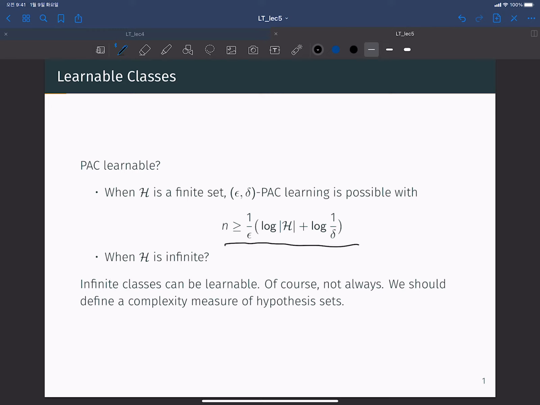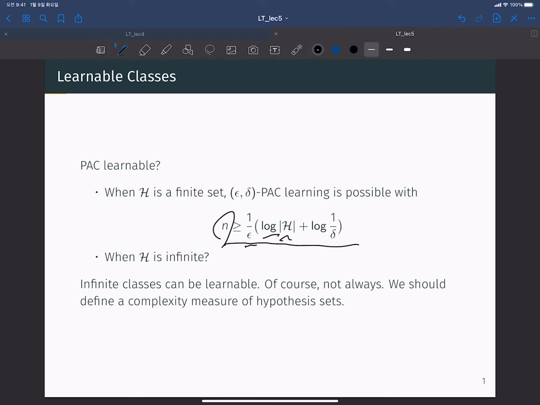And essentially from theoretical analysis, we know that the sample complexity is lower bounded by 1 over epsilon times log of the cardinality of hypothesis set H plus log 1 over delta. But the question from the previous lectures was, what if we have infinitely many hypotheses?